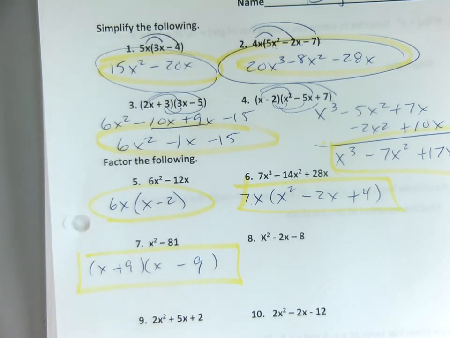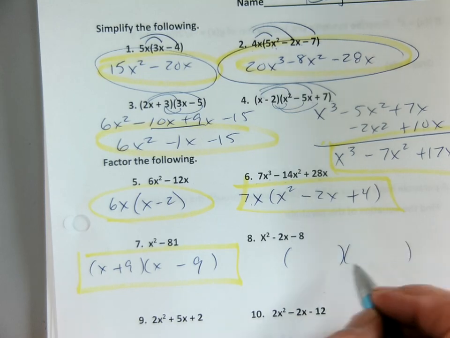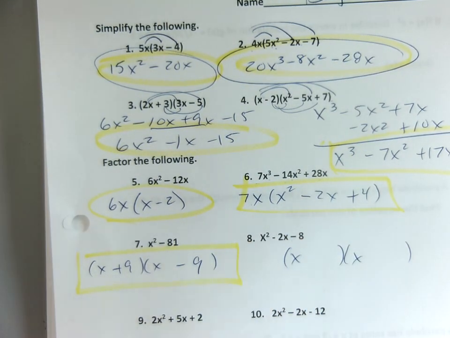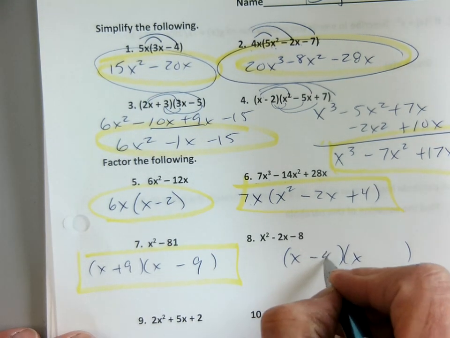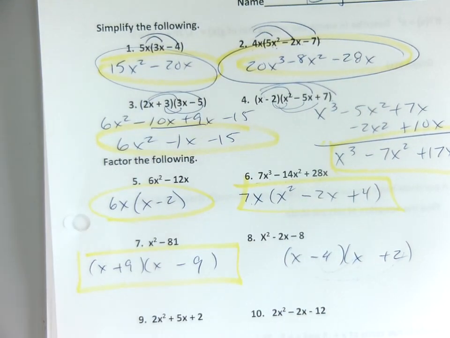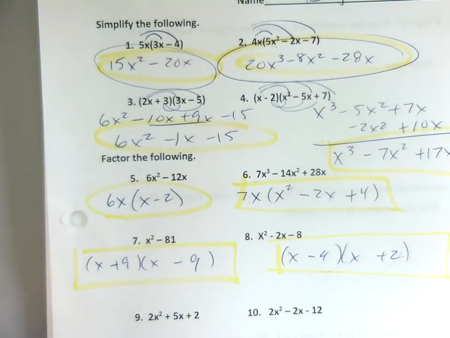Number 8's a trinomial, so I'm going to go parentheses, parentheses, x and x, and I need the multiples of negative 8, right? So I'm going to go negative 4 and positive 2 because they will combine to make the negative 2. Okay? Hopefully this seems easy. I hope so.